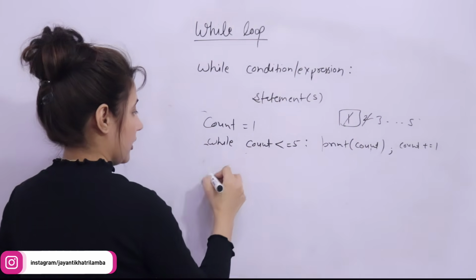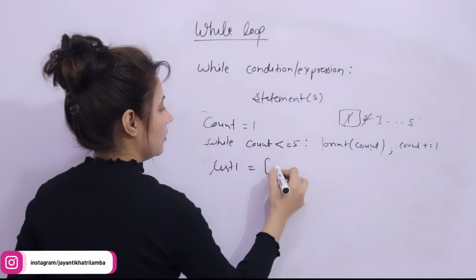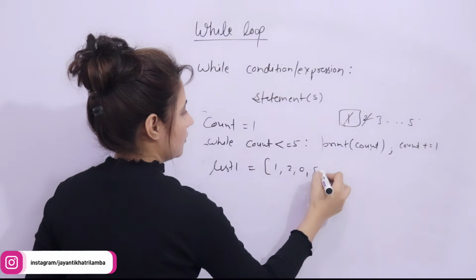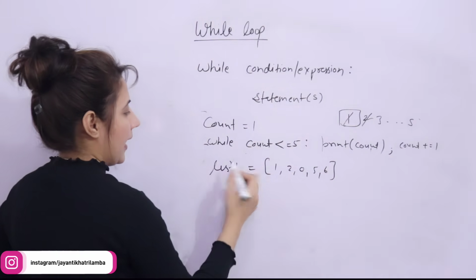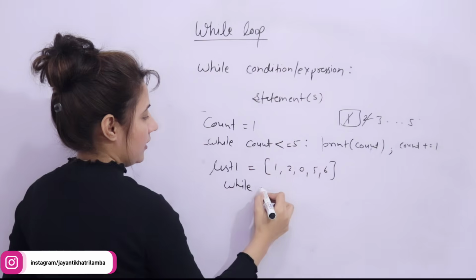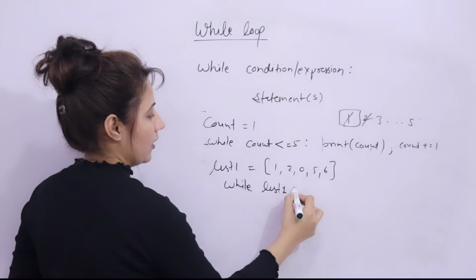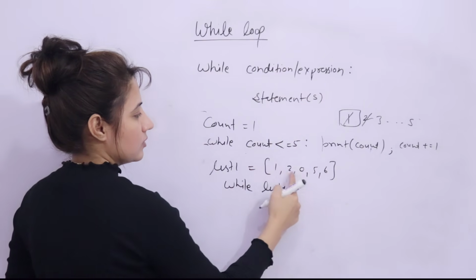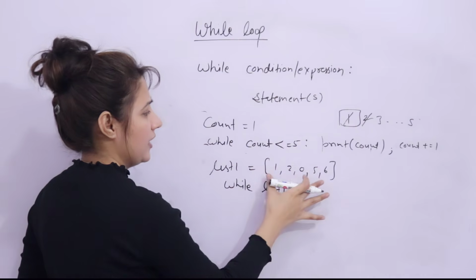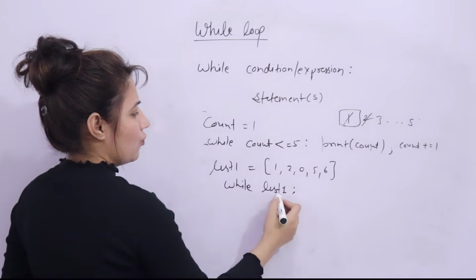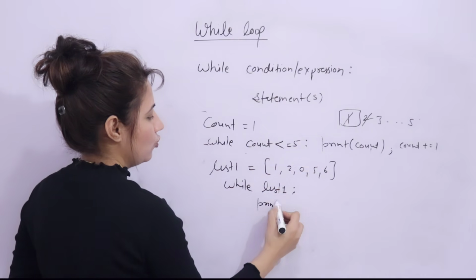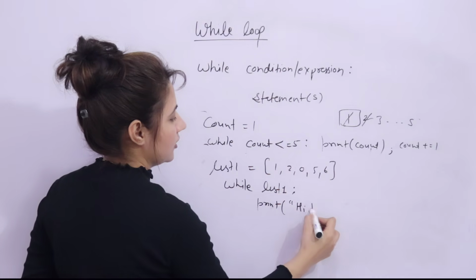That is also fine. Suppose I have a list. list1 is equal to 1, 2, 0, 5, 6, something like this. And so in condition I can give while list1. While list1 means this is the list, so obviously we have items in the list. So while list1, if you want to print, like print hi Jenny.